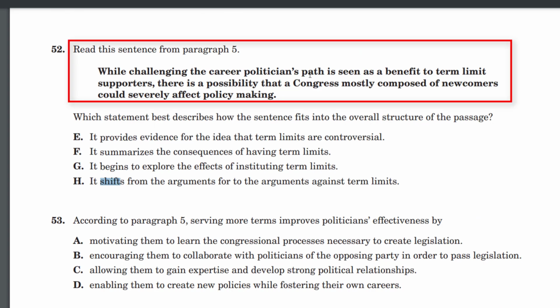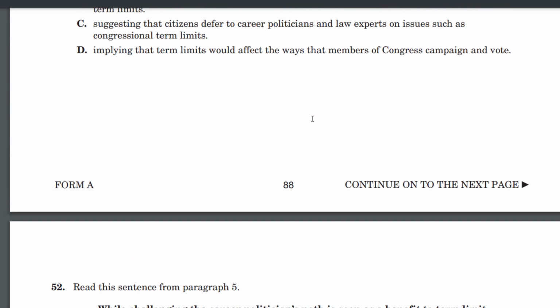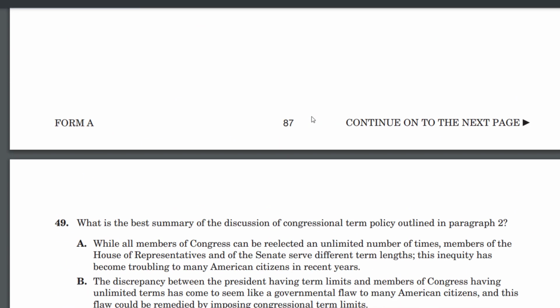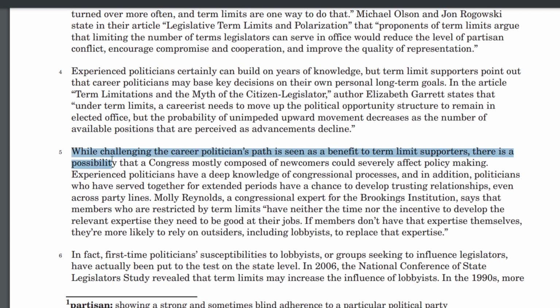Read paragraph 5. Career politician's path is seen as a benefit to term limit supporters. There's a possibility that Congress, mostly composed of newcomers, could severely affect policymaking. Okay, I want to answer what is the idea transitioning at this sentence from beforehand to the idea after. So paragraph 5 is the first topic sentence, and it's contrasting. While we have benefits to term limit supporters, there is a possibility that Congress, mostly composed of newcomers, could severely, that is negatively, affect it.